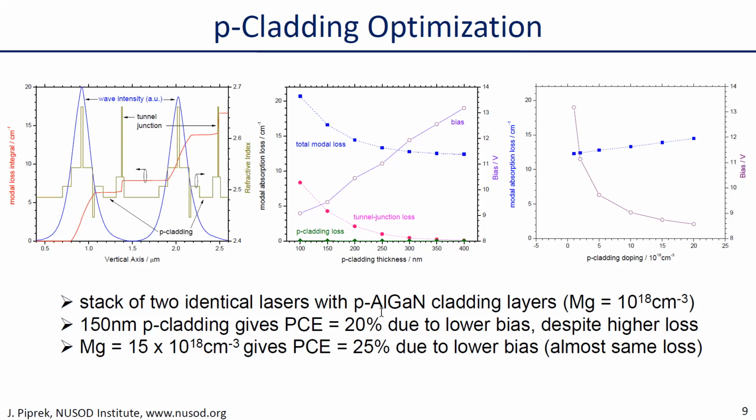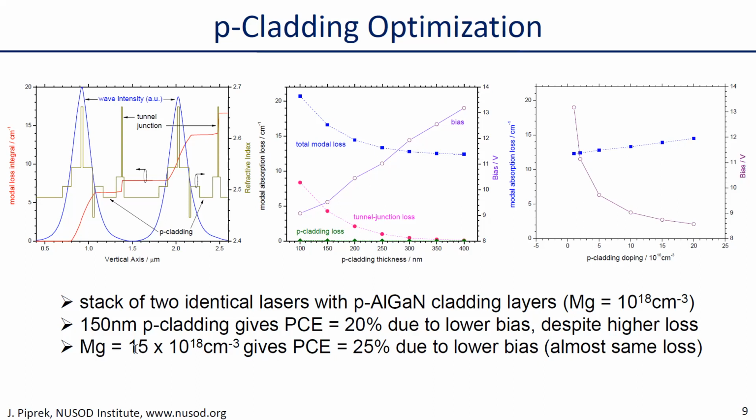So the second avenue is to increase the cladding doping. As I mentioned, the doping is pretty low, which is part of the problem with this growth technology. 1 times 10 to the 18 magnesium acceptors means 1 times 10 to the 16 free holes, because of the high acceptor activation energy. So we would like to have a higher doping, and as we do this, we can reduce the bias dramatically, while the absorption is increased only a little bit.